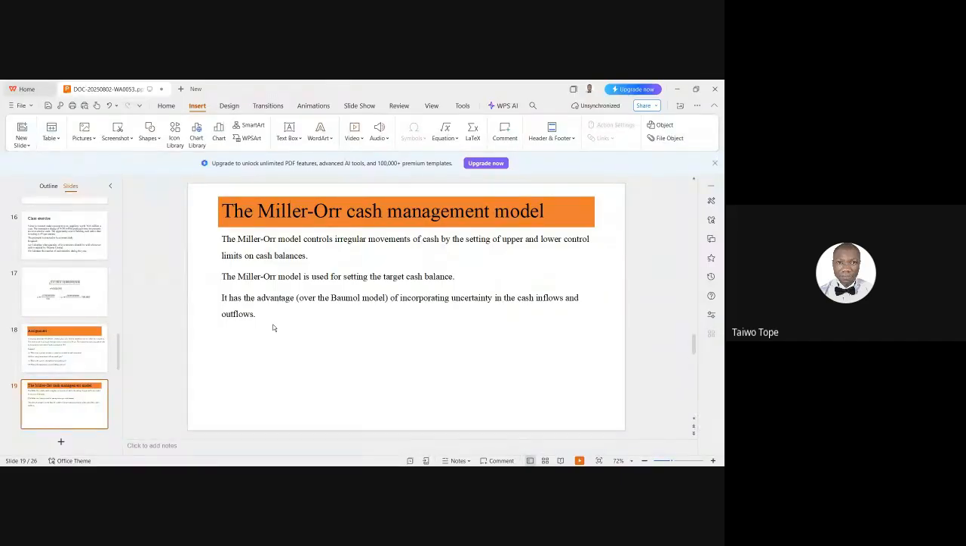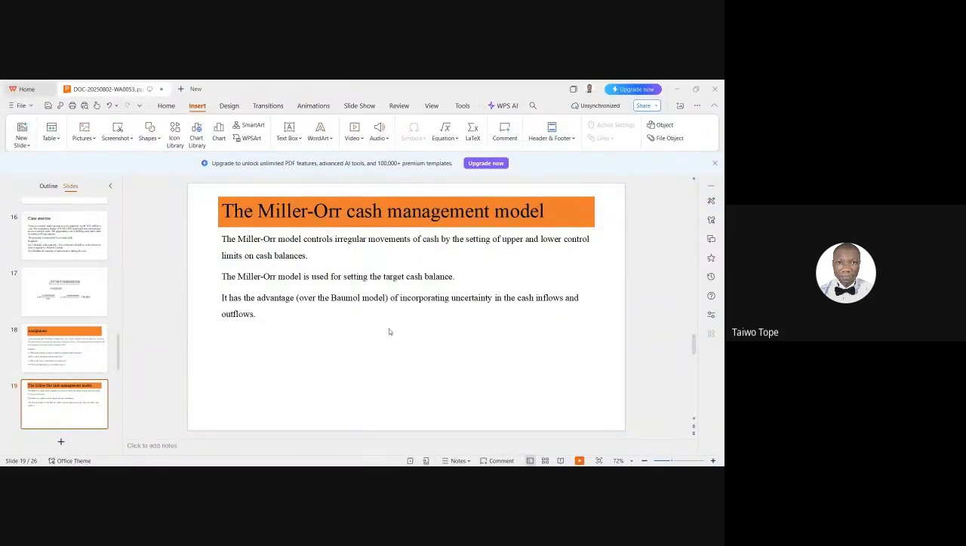That is the Miller-Orr model. I remember last time, a student asked me about the formula we are using in this Miller-Orr. How did we come up with it? Well, it's quite unfortunate I was not part of the economists that propounded some of these things. So sometimes I might not be able to provide answers to some of those questions. But they are there in the literature for us to study and pass our exams.